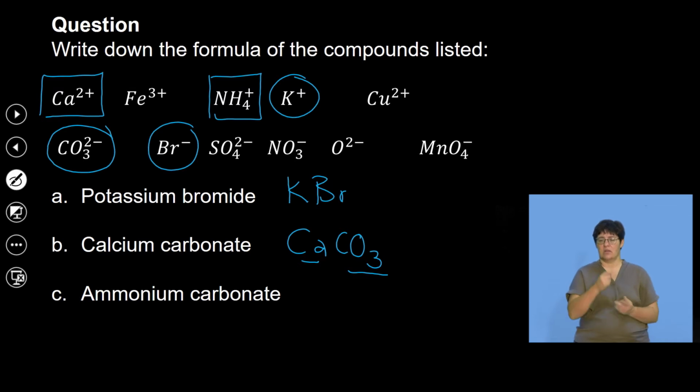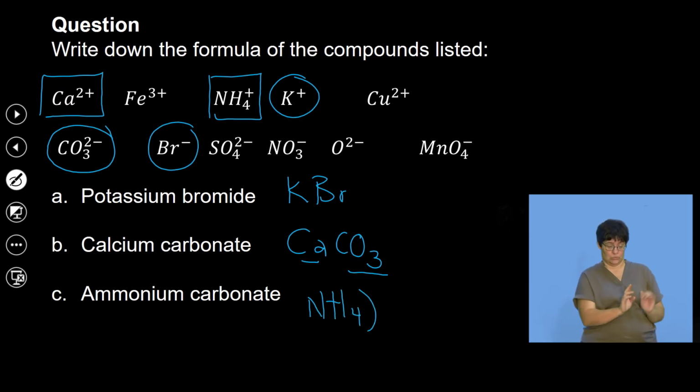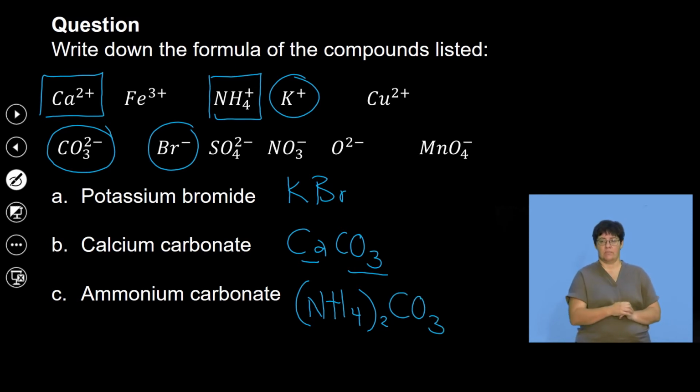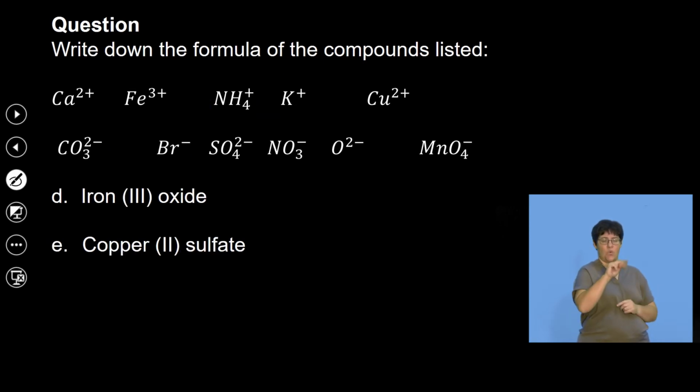So at the end of the day, we'll start with the positive one, which is NH4. We need 2 of those. And then CO3. So that's our ammonium carbonate. Hope that makes sense. And then the last 2, iron 3 oxide.